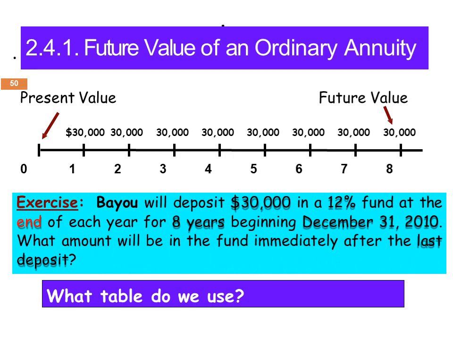Exercise: Bio will deposit 30,000 in a 12% fund at the end of each year for 8 years beginning December 31, 2010. What amount will be in the fund immediately after the last deposit? What table can we use?